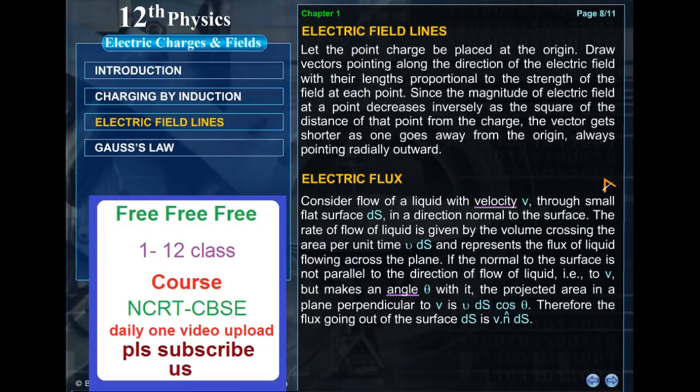If the normal to the surface is not parallel to the direction of flow of liquid, that is to v, but makes an angle theta with it, the projected area in a plane perpendicular to v is dS cos theta. Therefore, the flux going out of the surface dS is v dot n-hat dS.